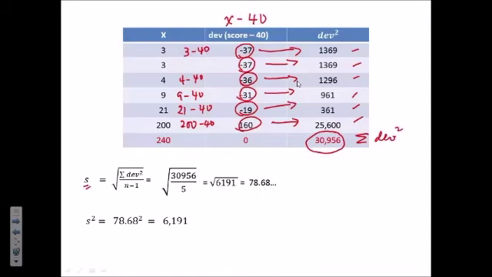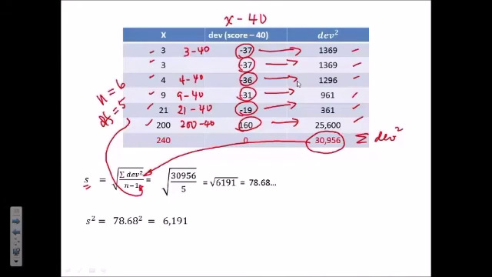So to get the sample standard deviation, it's the sum of these squared deviations divided by degrees of freedom. We have 1, 2, 3, 4, 5, 6 scores. So degrees of freedom is 1 less than that, or 5. That goes down here. If we divide these two numbers, we get 6191, and take the square root, we get 78.68, etc. That would be our sample standard deviation.